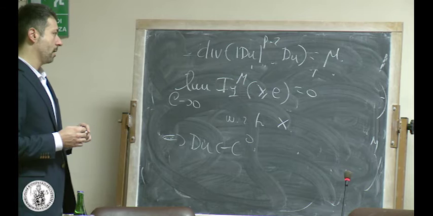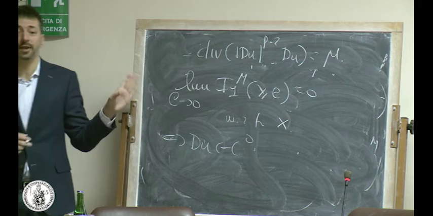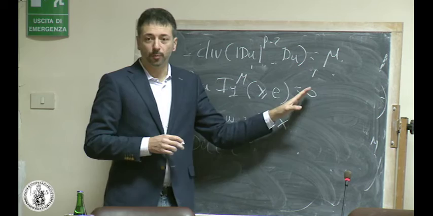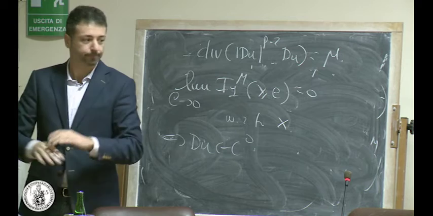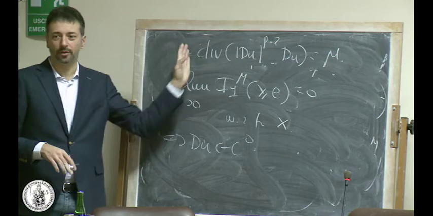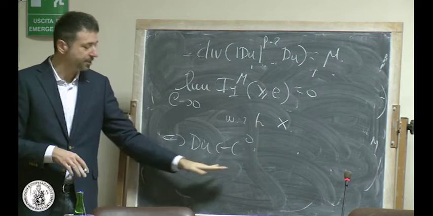Okay, this is a qualitative information. Qualitative means that you know that the measure is concentrating smoothly in such a way that this potential can go to zero uniformly, but it doesn't provide any quantitative estimate on the rate of oscillations. So you see there's no modulus of continuity. Just saying that u is continuous.